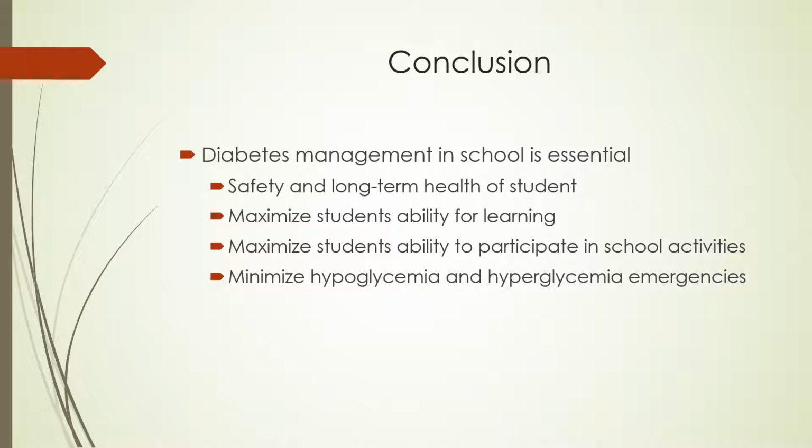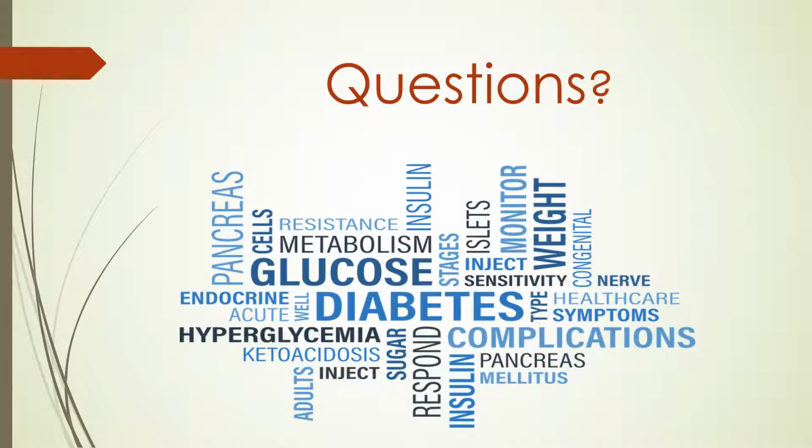So in conclusion, we all know that diabetes management in school is essential. Safety and long-term health of the student is our number one priority. We want to maximize our students' ability for learning, maximize their ability to participate in school activities, and we want to minimize low blood sugar and high blood sugar emergencies. These students can have a healthy school. So let's take any questions.